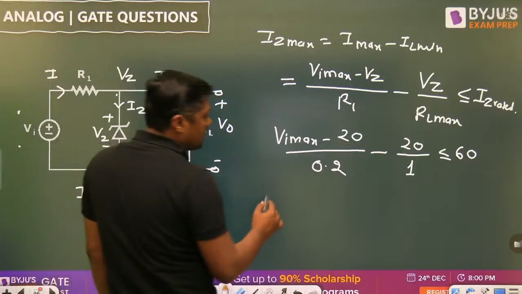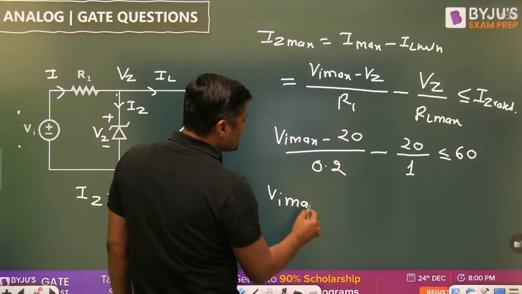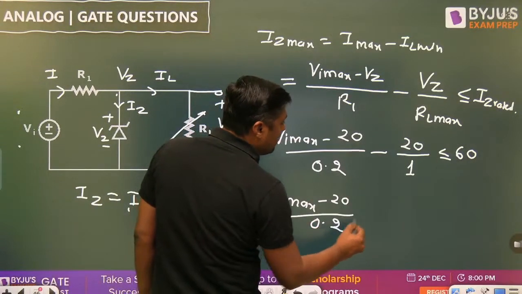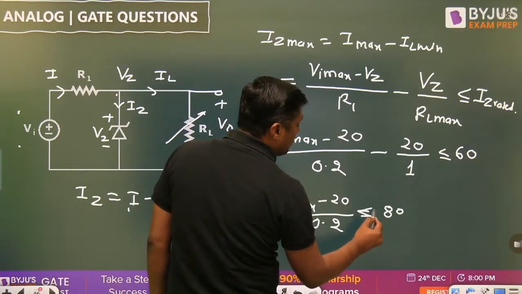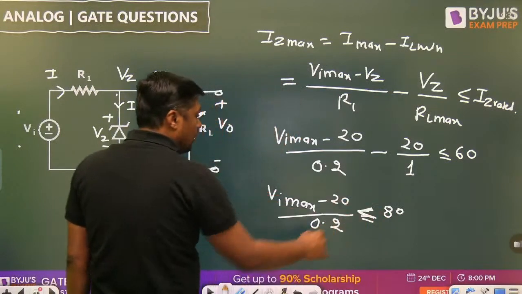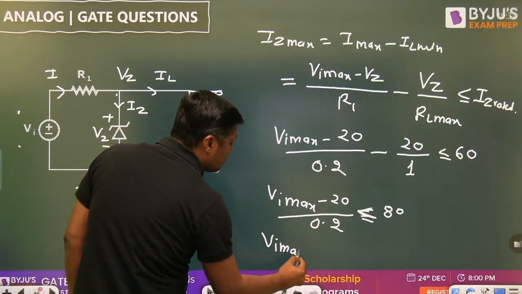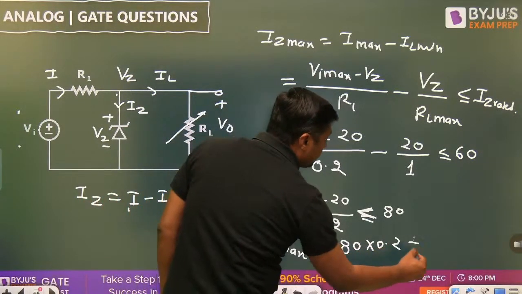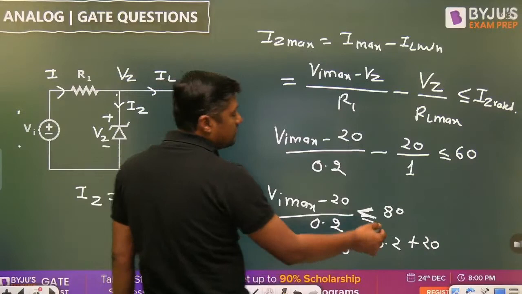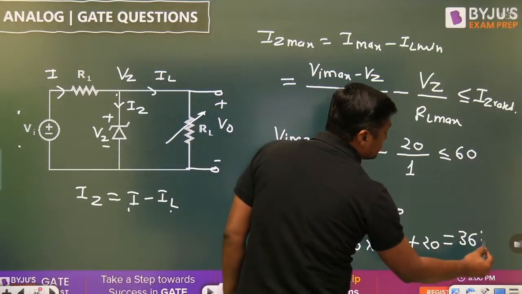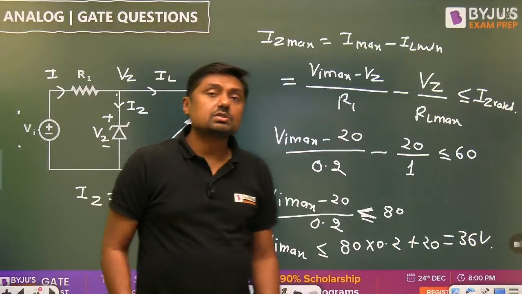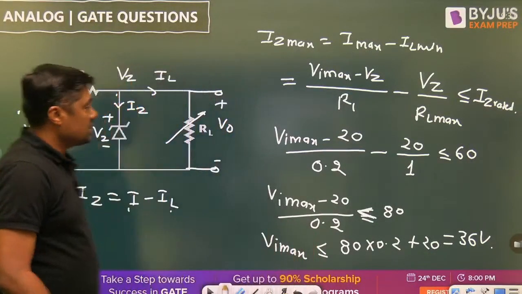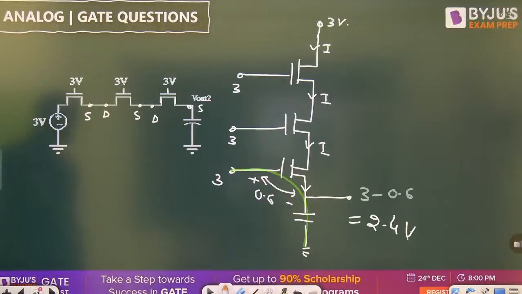So what is the Vi maximum? Vi maximum minus 20 upon 0.2 should be less than or equal to 80. So 0.2 multiplied by Vi maximum should be less than or equal to 80 into 0.2 plus 20. This is nothing but 16 plus 20, 36 volt. 36 volt is the answer for this question. So which answer is correct? 36 volt.